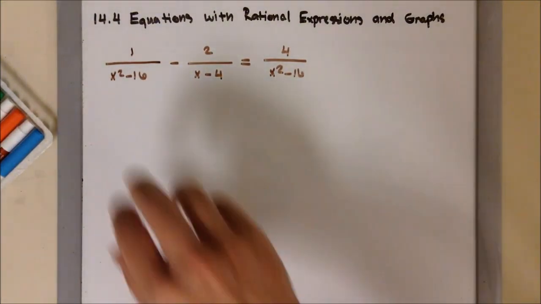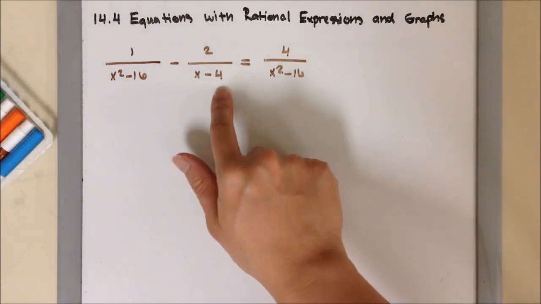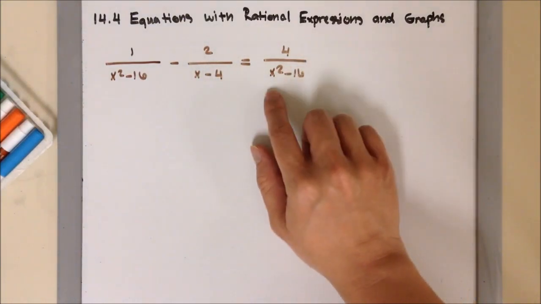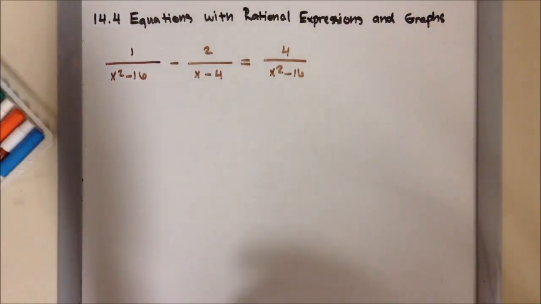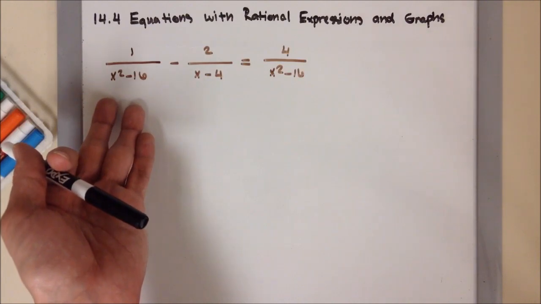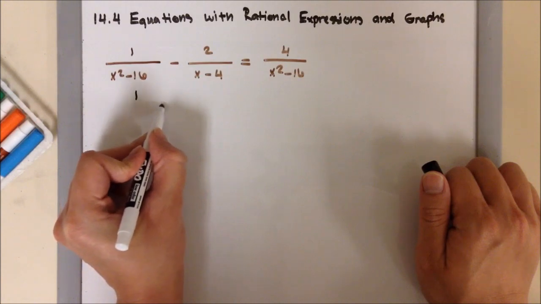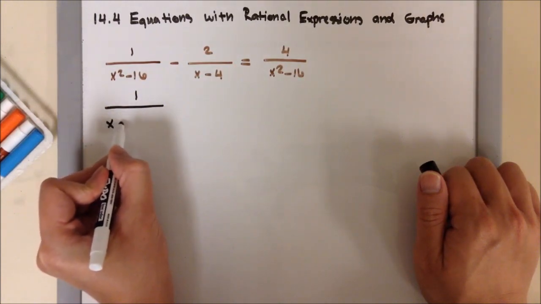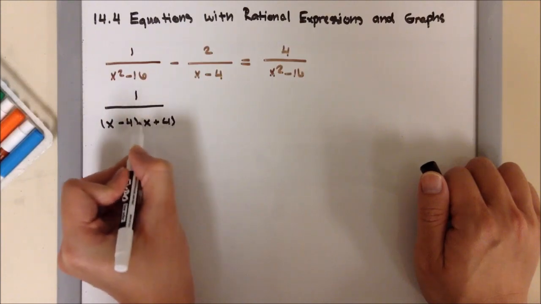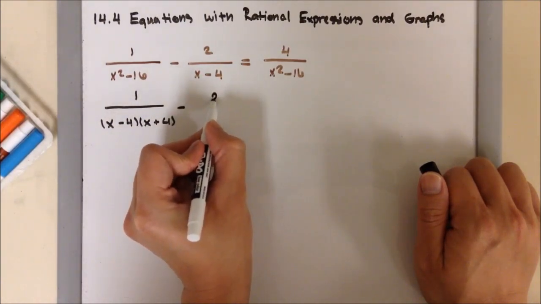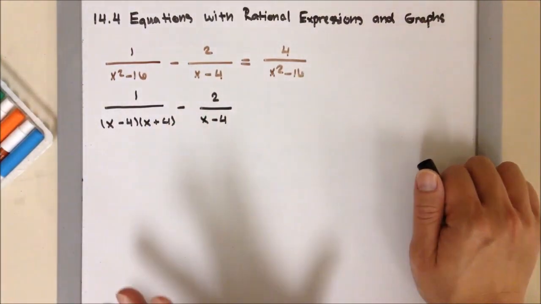In this example, we have 1 over x squared minus 16 minus 2 over x minus 4 equals 4 over x squared minus 16. So let's factor the denominators. In the first fraction, x squared minus 16 is a difference of squares. So when you factor, you get 1 over x minus 4 times x plus 4, minus the second fraction, 2 over x minus 4, because x minus 4 is already in its simplest form.